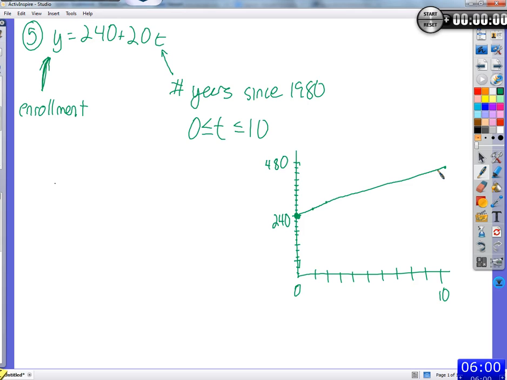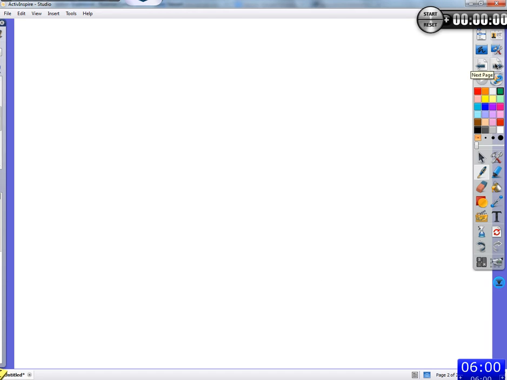This is not what it asks, but what's the domain of this function? So you kind of got to flip with the range. So that's the range. Oh, anything between 0 and 10. Anything between 0 and 10, that's the domain. And the range, as you already said, anything between 240 and 440. Years go from 0 years since 1980 to 10 years since 1980, and the enrollment goes from 240 to 440. Next question.